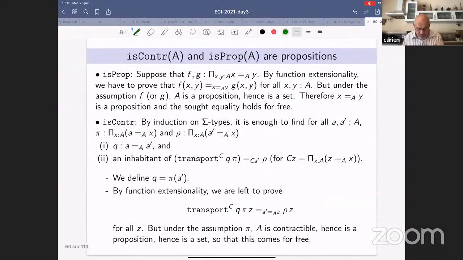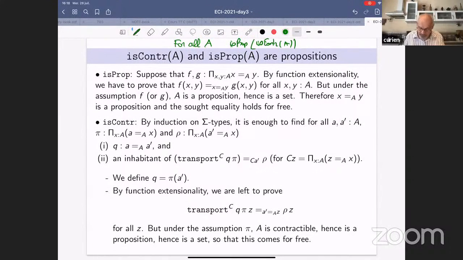Good. What other things can we say? We can say that the type which says that a type is contractible, or the type which says that a type is a proposition, is itself a proposition. So what we can say is that for all A, we have is prop of is contr of A, or is prop of is prop of A. Of course, for all types, you don't have is prop of A, only for the propositions. But for all types, you have is prop of is prop of A.